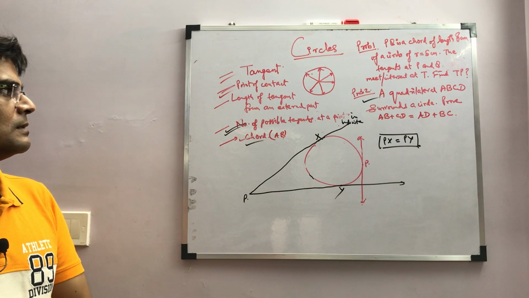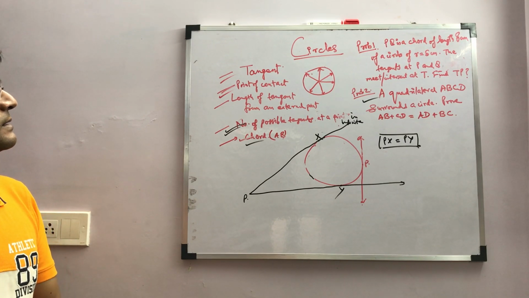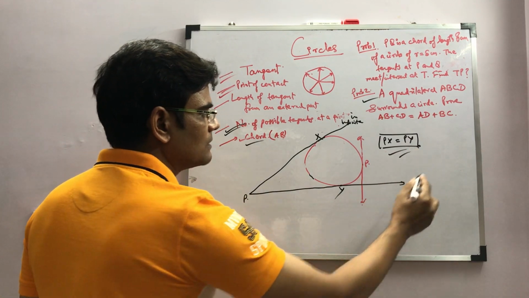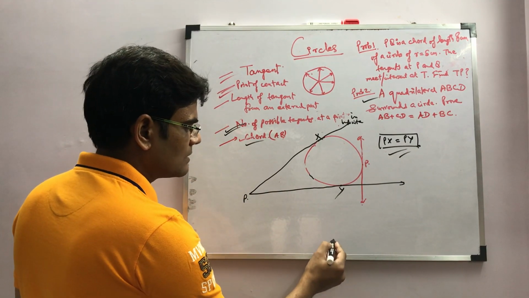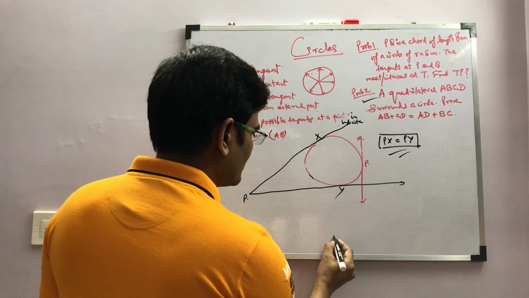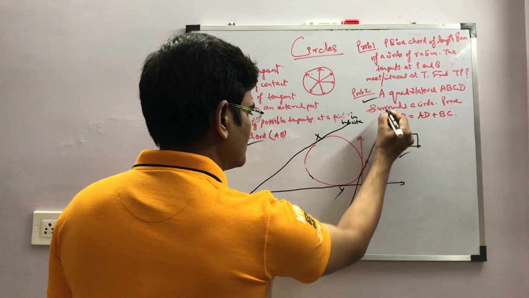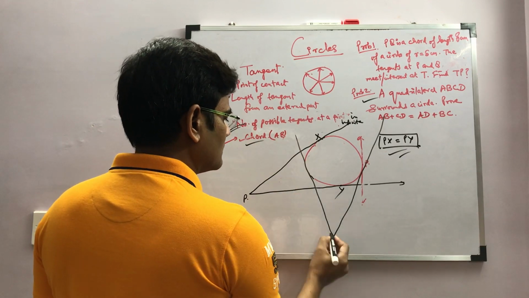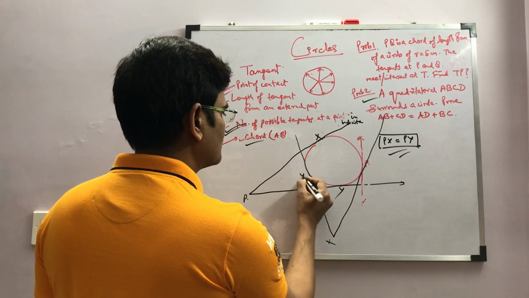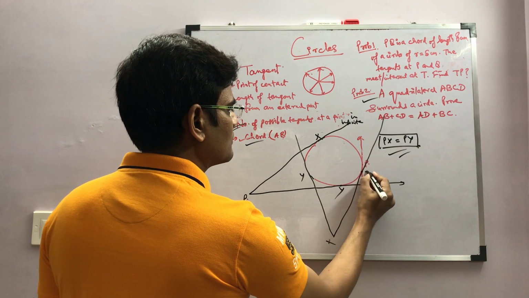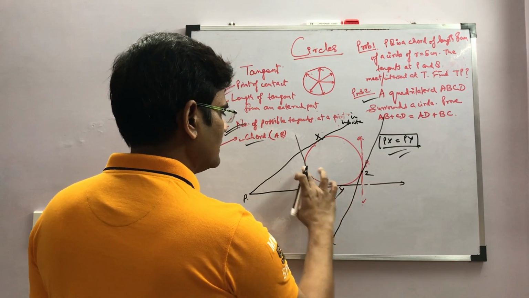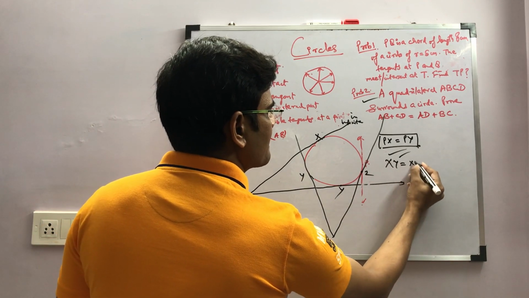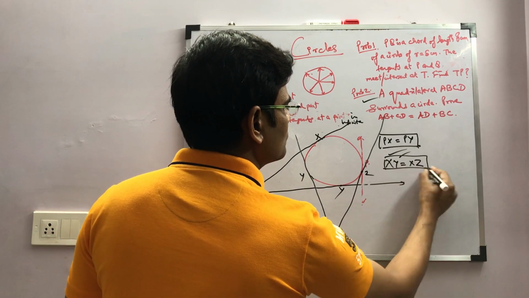Understood? And there is another point which I wanted to say. This is done. Understood? Any external point. So this is the point. You draw a circle like this, touching the circle at this point. This is, say, X. This is Y. This is the point of contact, Z. XY equals XZ. Please do remember this.